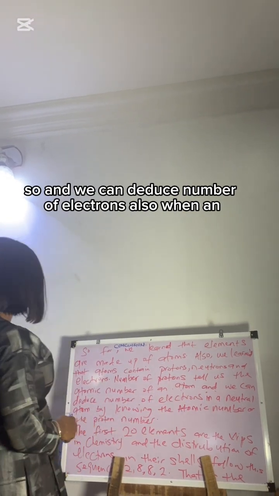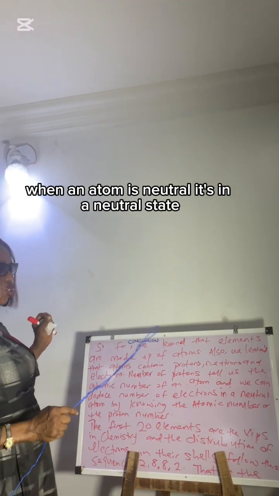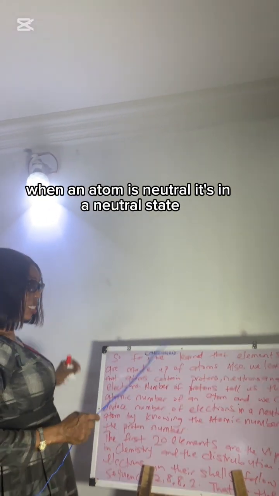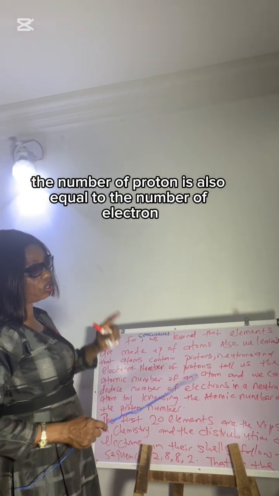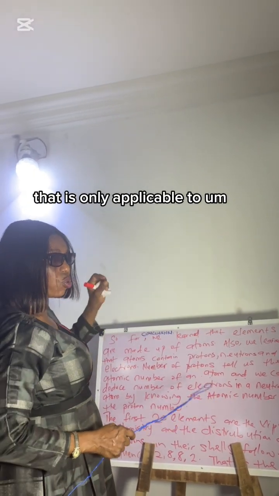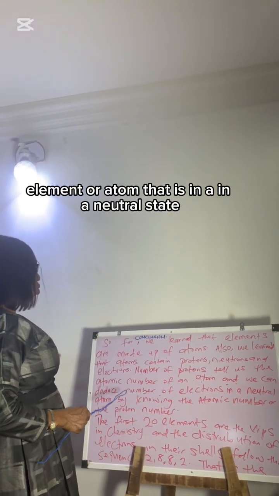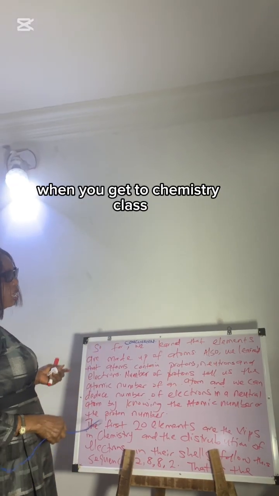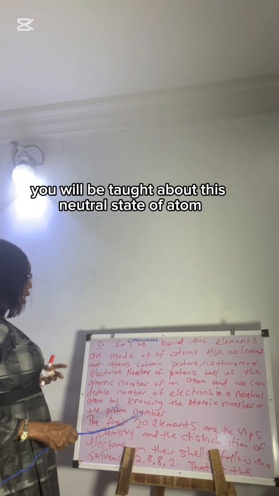So we can deduce the number of electrons also. When an atom is in a neutral state, you can say that the number of protons is also equal to the number of electrons. That is only applicable to an element or atom that is in a neutral state. When you get to chemistry class, you will be taught about this neutral state of atom.